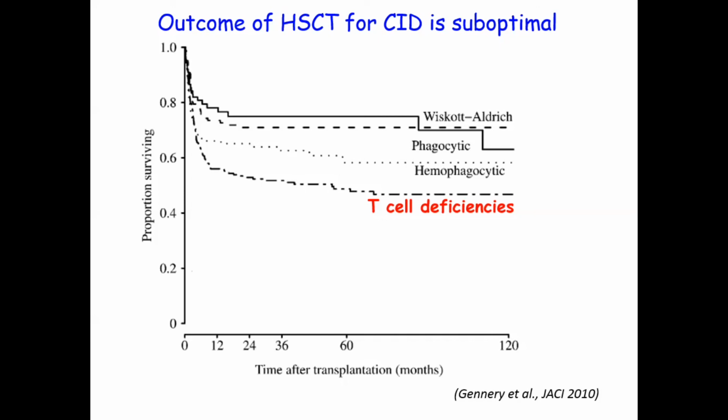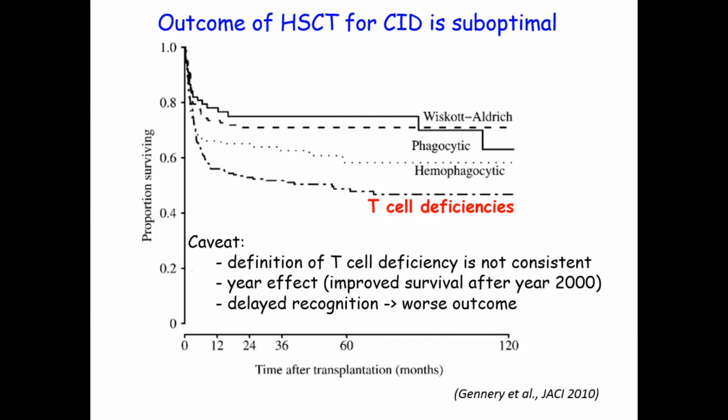Perhaps we intervene too late. Perhaps there are already too many complications. We would need better ways to diagnose these patients earlier in life, prevent complications, and provide optimal forms of treatment. So I mentioned these are the caveats in interpreting the results of transplant: the definition of T cell deficiency is not consistent in different publications, and we would need to look back and analyze a homogeneous cohort of patients.